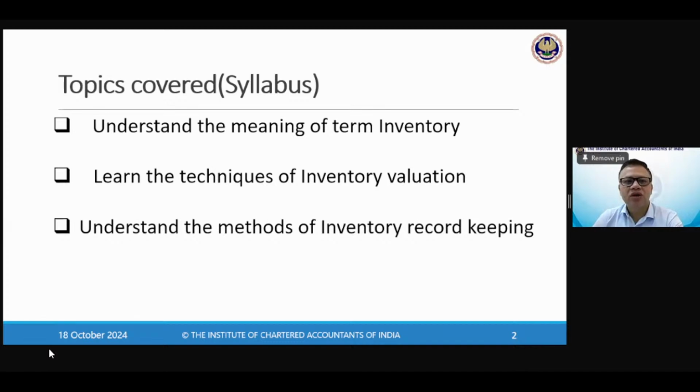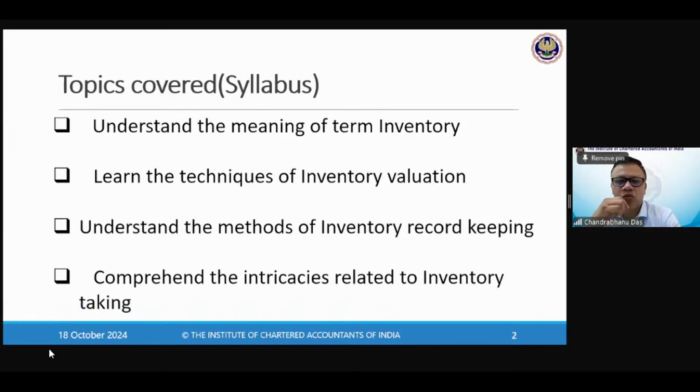Yes, you wanted to ask something? Okay. Then what are the intricacies or complexities related to inventory taking?